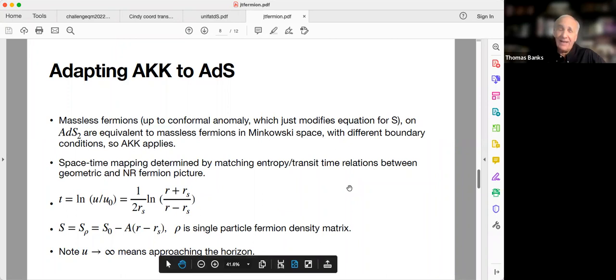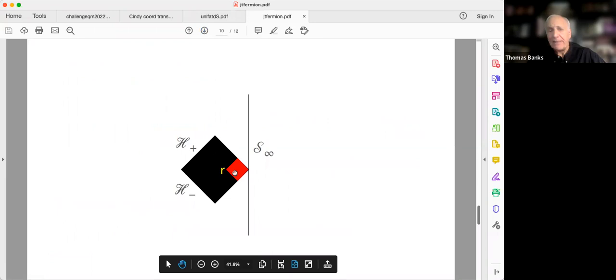And the reason for that is the following. The meat of our calculation was to find a density matrix in the non-relativistic fermion system such that the entropy calculated in that density matrix quantum mechanically in the WKB approximation was equal to the entropy formula of linear dilaton gravity, where the entropy I'm referring to is the entropy in this little red diamond.